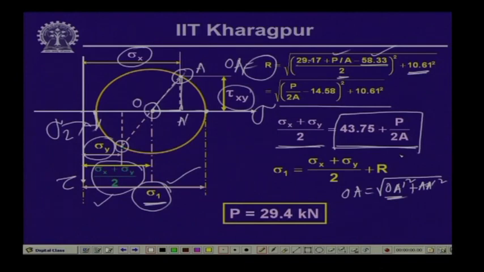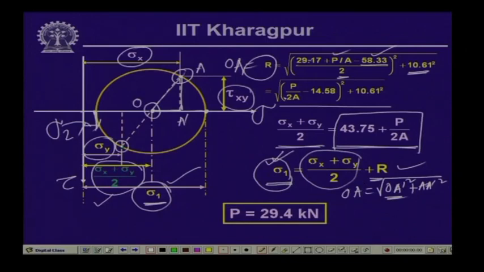Now, as we have seen, sigma 1 is equal to (sigma x plus sigma y) by 2 plus the radius R, and as indicated, this value of sigma 1, the maximum tensile stress, should not be more than 70 MPa. So, if you take this as the limiting value and substitute these values of sigma x and sigma y, we can get the value of P.